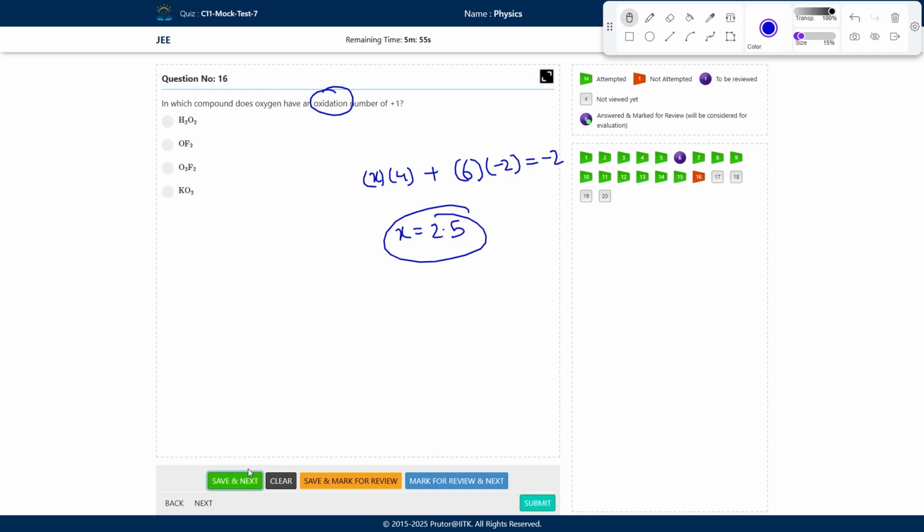Okay, moving on to the next question. What is the oxidation state of oxygen? You have to see which one is having a +1 oxidation state. We have already done it for H2O2, it was -1. What about OF2? So 2 fluorines are there. Fluorine can have a minimum oxidation state of -1. So 2 fluorines, that means -2 due to fluorine. So +2 will be assigned to oxygen. Here 2 oxygens are there. So you have to assign +1 oxidation state to each oxygen to keep the compound neutral. Therefore, the correct answer is the third one.